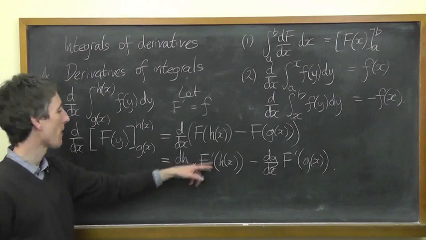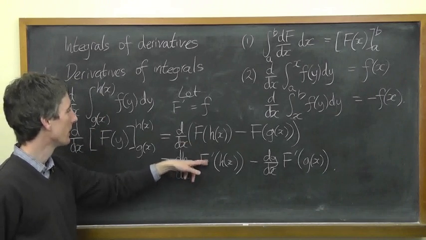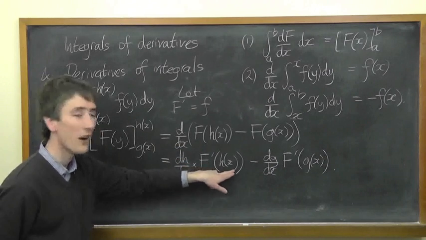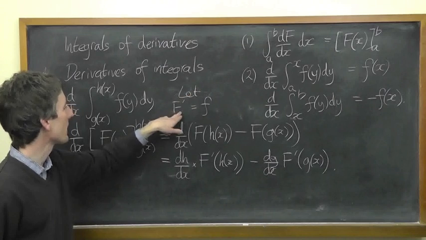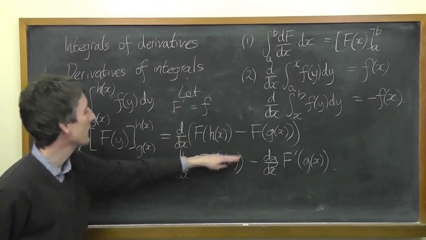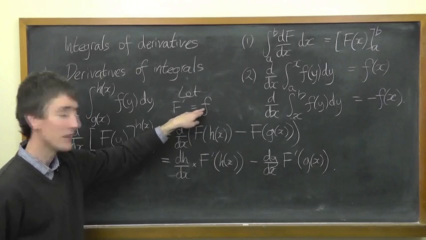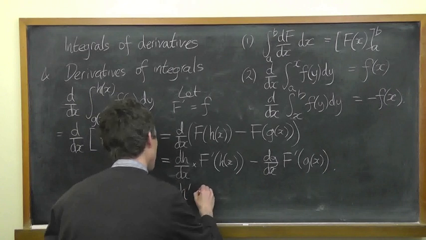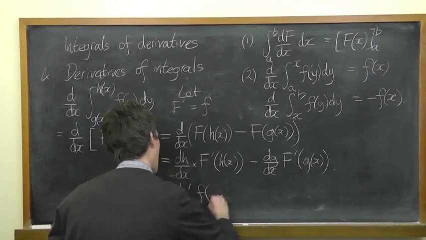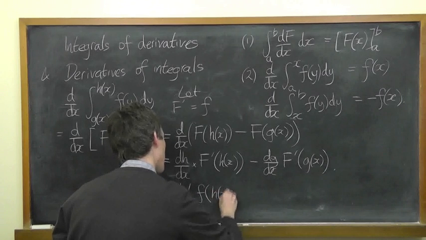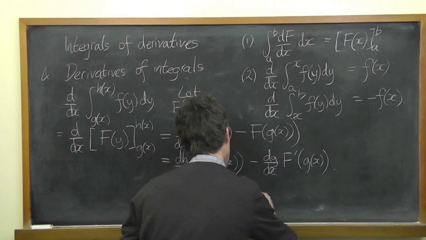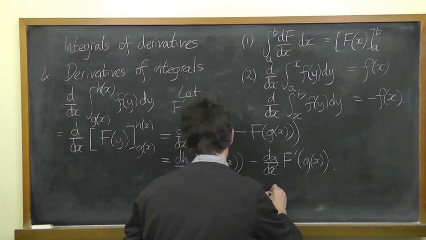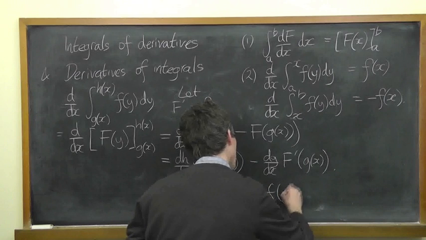Well, what do I mean by F prime? I mean this function, the derivative of this function with respect to its argument. Well, that's precisely this here. So in fact, this bit here is the integrand itself. So I'm going to write this like this: h prime times f of h of x, minus g prime times f of g of x.